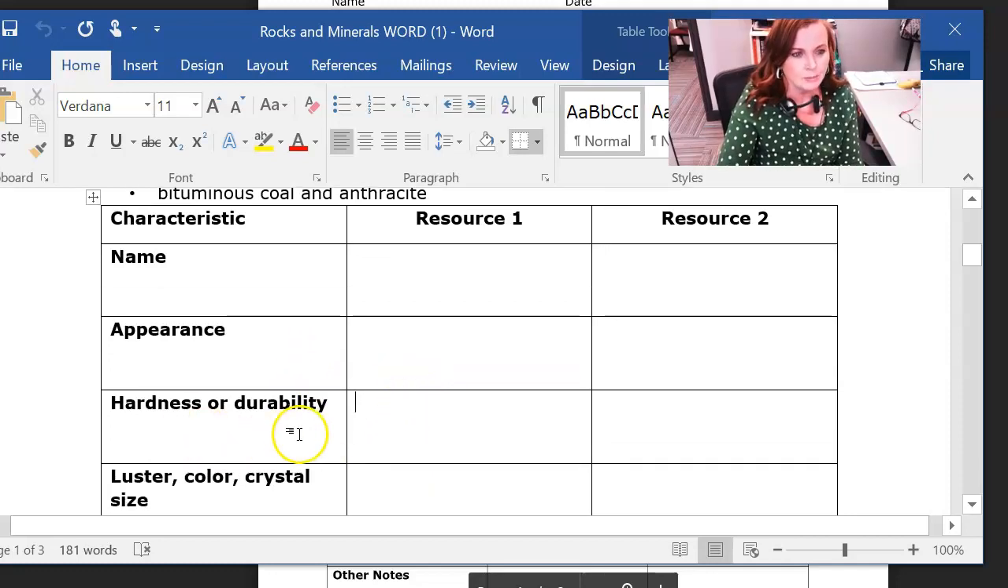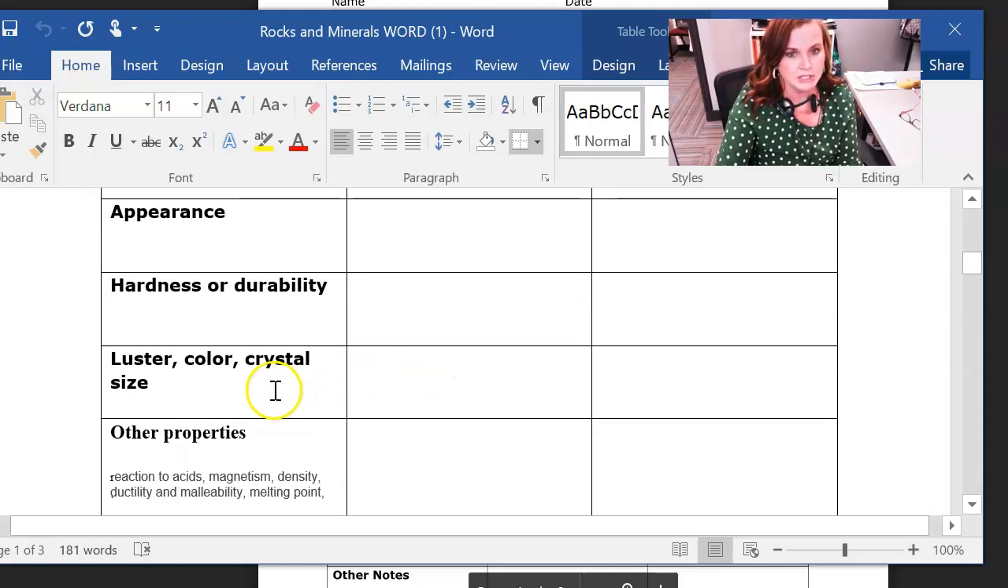I've changed this a little bit from the original. Originally, it just said hardness. Hardness is a term very specific to minerals. Minerals, we measure their hardness on a scale of 1 to 10 using Mohs hardness scale. You don't really do that as much for rocks. So you might find the hardness value if it's a mineral, but if it's a rock, you're going to be looking more at durability. How strong is it? How easy does it break? That kind of thing.